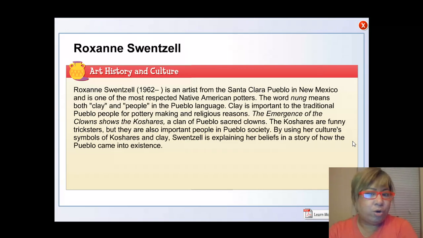By using her culture and symbols of the Koshers and clay, she is explaining her belief in a story of how the Pueblos came into existence. So her family and the people that she lives with in her town are the Native American people, and they're called the Pueblo, the name of their people.